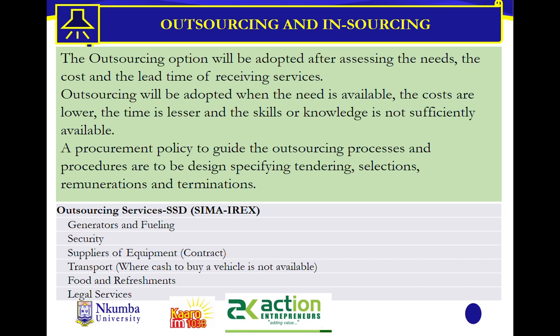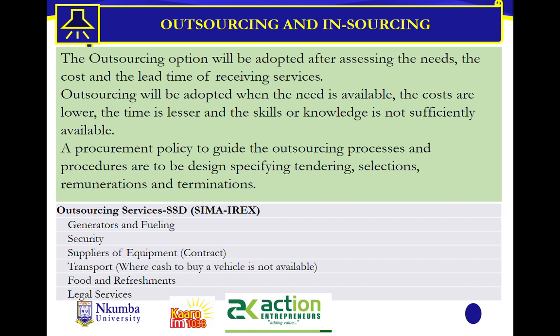You can have suppliers of equipment on contract. You can have food and refreshments supplied to you without having a kitchen in the organization. Your organization doesn't have a kitchen, but there are those who have restaurant services that can cook and supply to your staff at intervals and at schedules and menus that are designed and already agreed upon. Could be a generator.